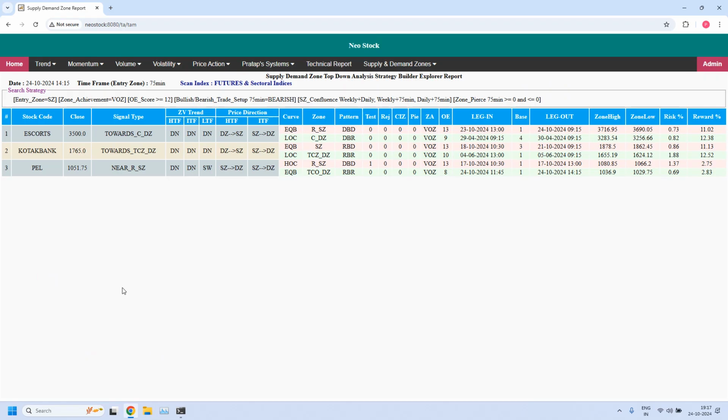In all the 3 stocks, the 75 minute supply zone is part of the daily supply zone, both together again part of the weekly supply zone. And these weekly zones are having downtrend in all the 3. If any of these weekly zones are having weekly EMA confluence, that stock is even more high probability setup.